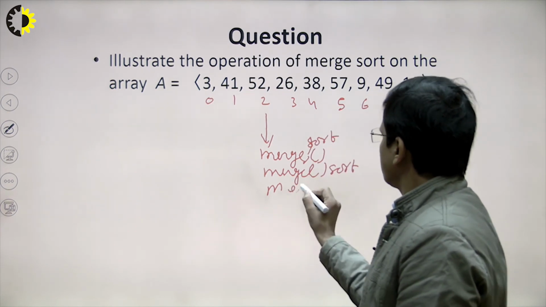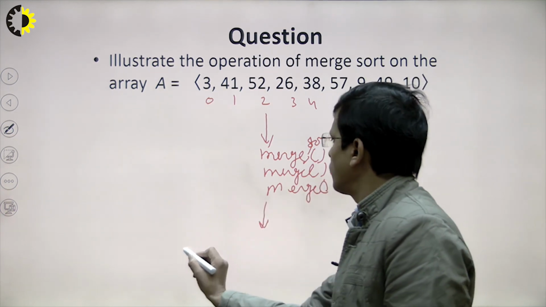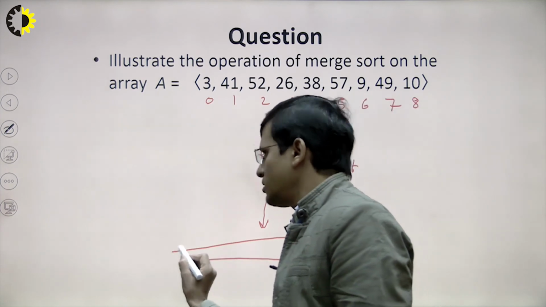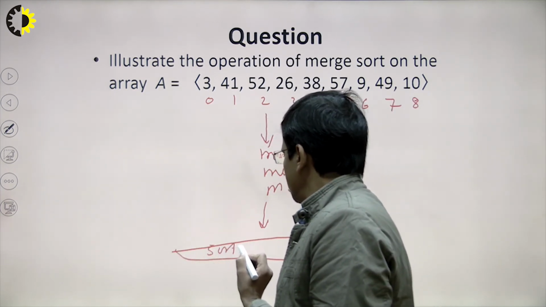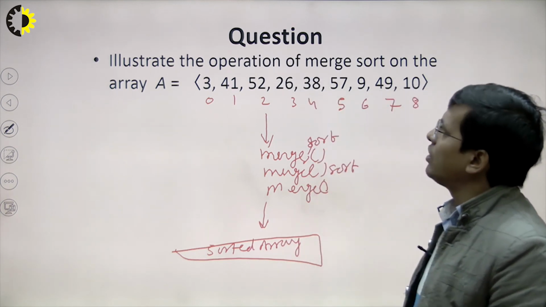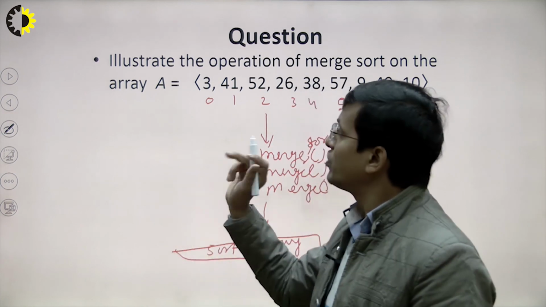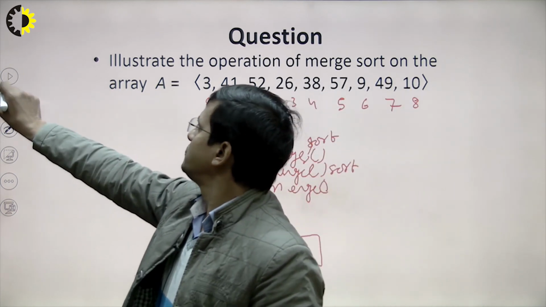And this is the merge function. Apply this one to get this one, right? So that will be in sorted order, a sorted array. So this is the overall process. Try to solve this problem by using the function we have already told you, right?